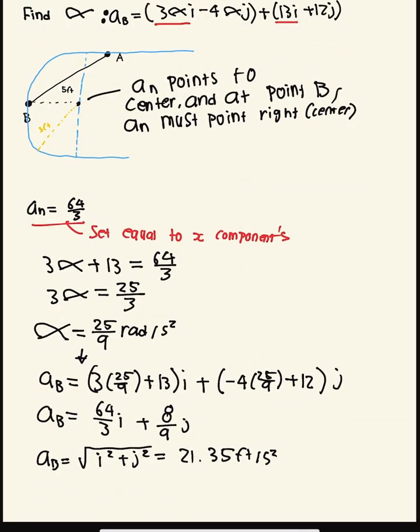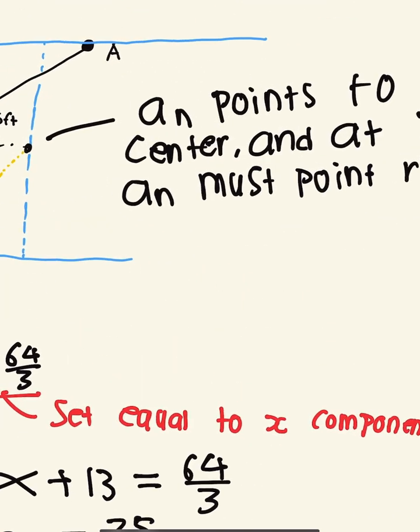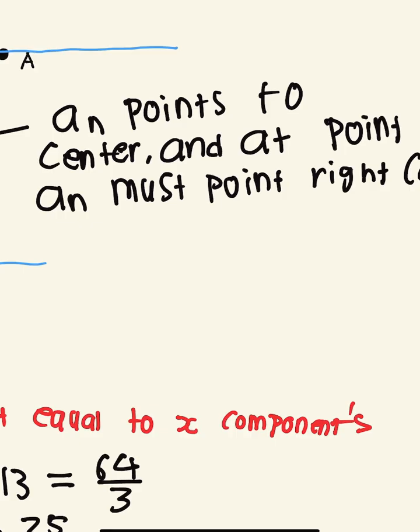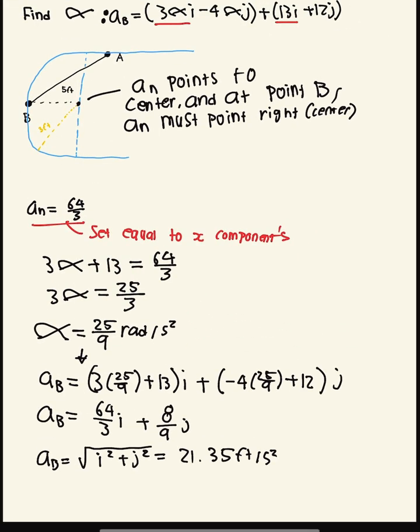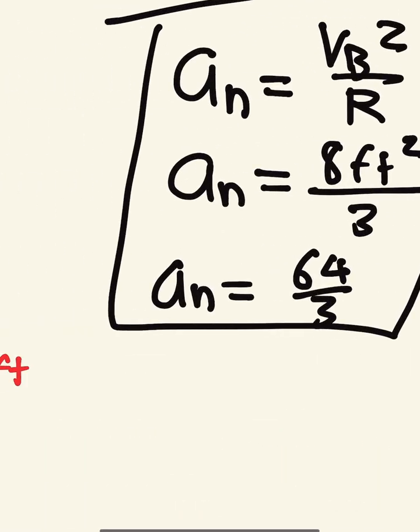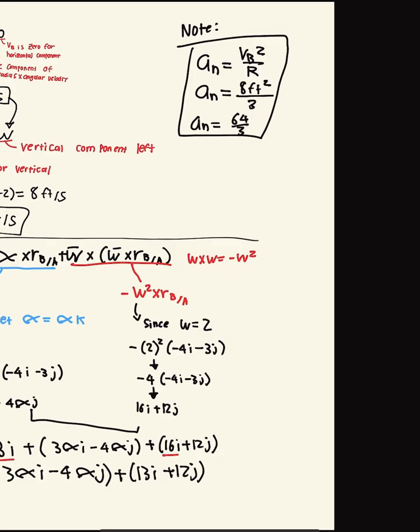Now, there is one thing to note, that at point B, the normal component of the acceleration is going to point towards the center, and the center is exactly at a horizontal distance from point B. So we can solve for the normal component of acceleration, which using this formula, we found out to be 64/3.